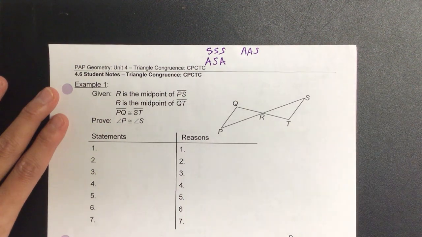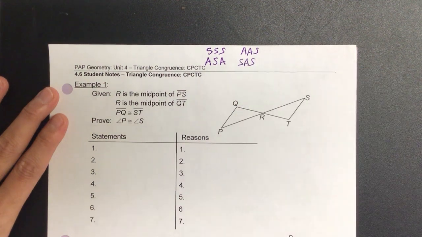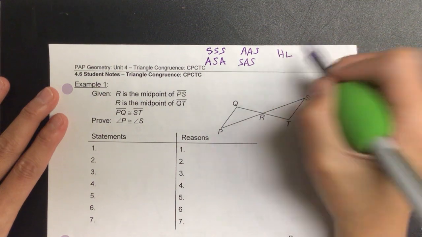And there's one more, although there's 2 more. Side, angle, side. And the way that I want you to recognize this one, but I'm not going to have you prove it, is hypotenuse leg.